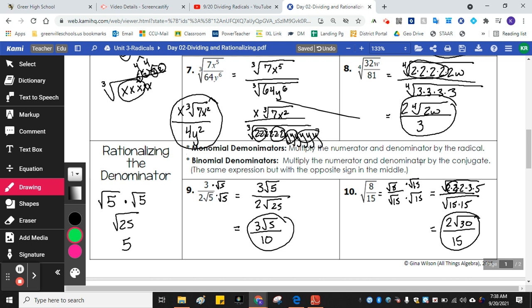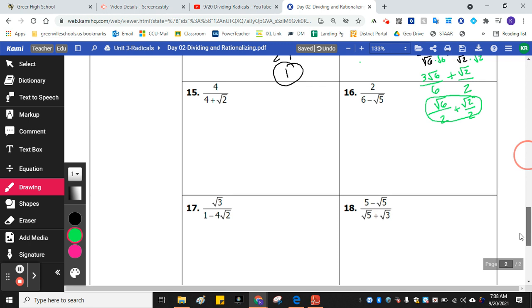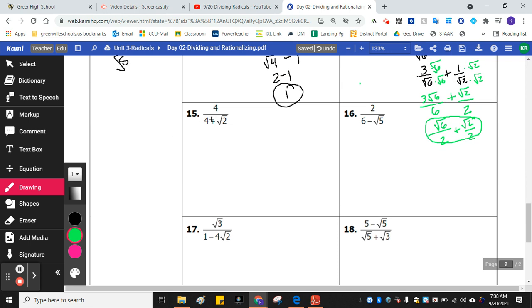I can't say this word right now. Conjugate. The same expression, but with the opposite sign in the middle. So the conjugate of 4 plus the square root of 2 is 4 minus the square root of 2. Opposite sign in the middle. When I do the bottom, I have to do the top.